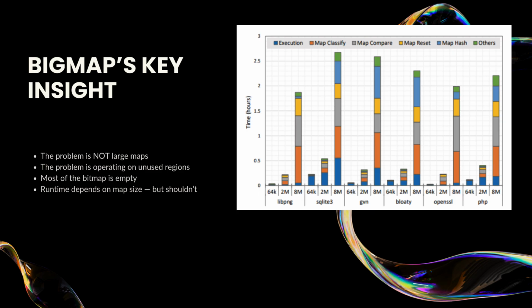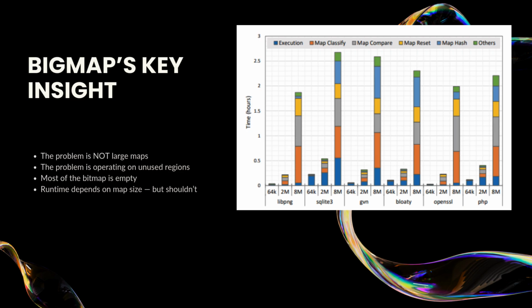This figure shows the runtime breakdown as bitmap size increases. With the 64 kilobyte map, execution time dominates, but as we increase the map size to 2 megabytes and 8 megabytes, the time spent in map operations, reset, classify, compare, and hashing becomes the dominant cost. Notice that the execution time does not increase significantly. Instead, the overhead comes from repeatedly scanning the entire bitmap. This shows that the performance bottleneck is not program execution. It is operating on large, mostly unused coverage maps. And this observation motivates BigMap's redesign.